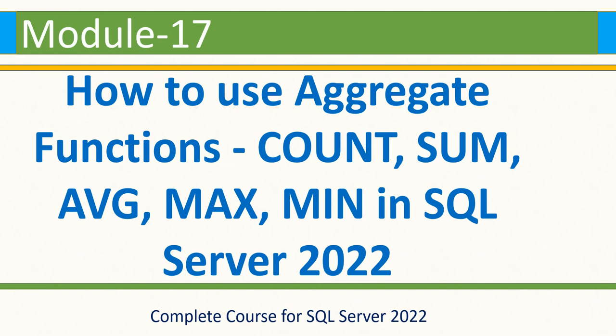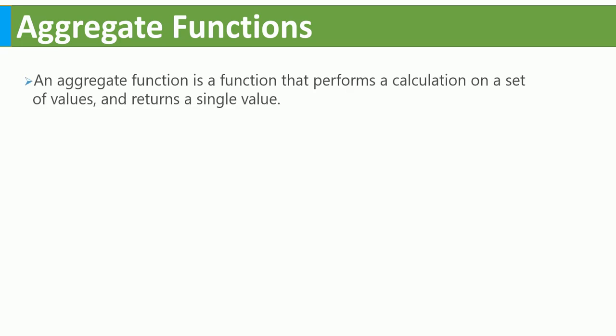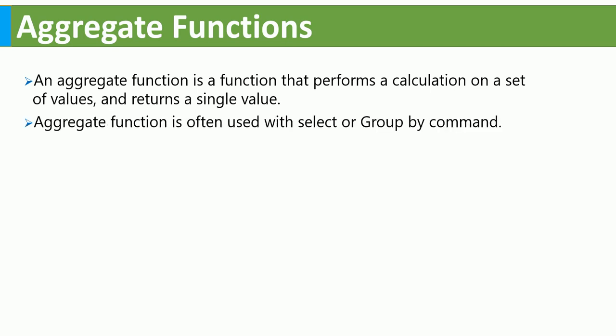So let's get started. Now, what is an aggregate function? An aggregate function is a function that performs a calculation on a set of values and returns a single value. So it works kind of like mathematics. You want to count the values, sum the values, or find the minimum, maximum, or average. So this is totally dependent on mathematics. Aggregate functions are often used with the SELECT or the GROUP BY command.